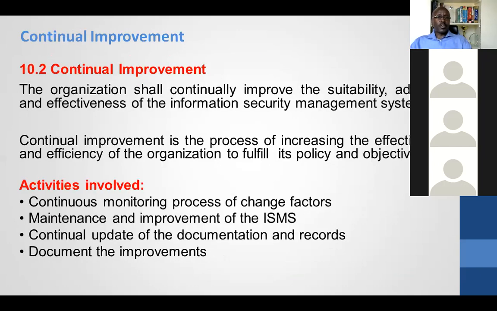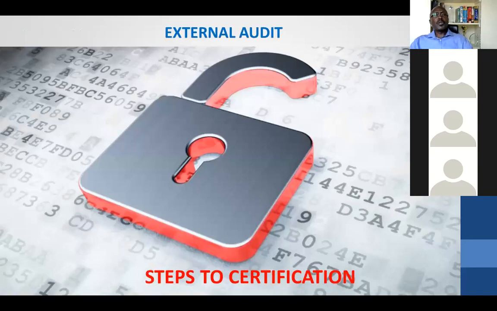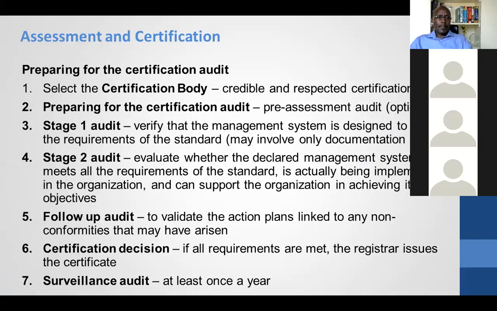10.2 normally deals with the continual improvement. You need to continually improve the suitability, the adequacy, and effectiveness of the information security management system. Here you can do monitoring of processes or change factors, maintenance and improvement of the ISMS, continuous update, and improvement of documents. Then we do the external audit.